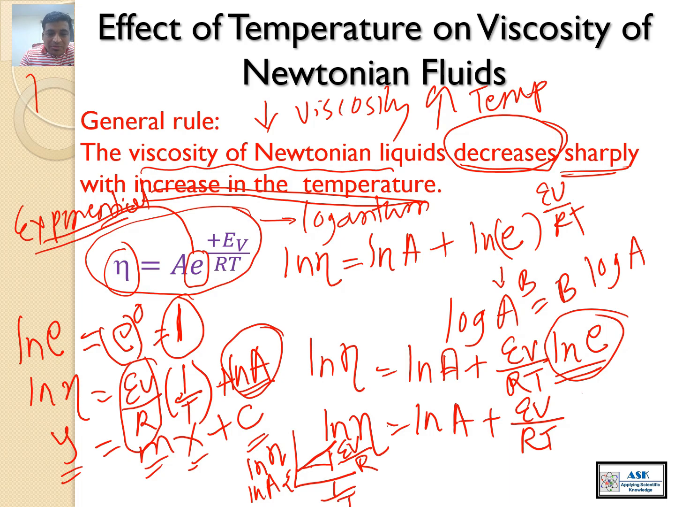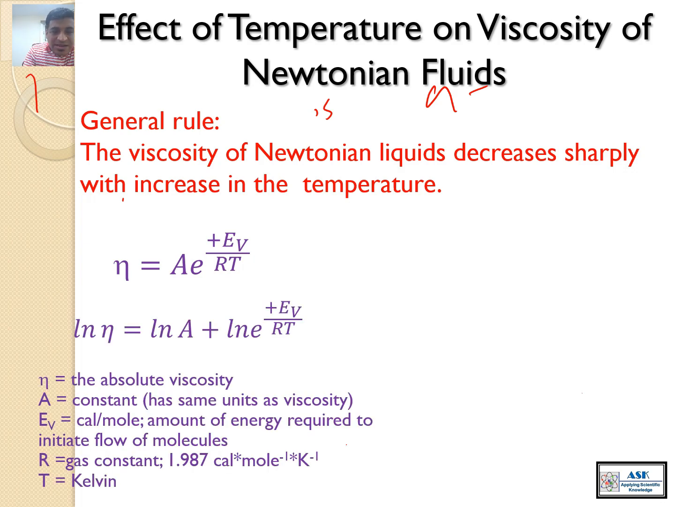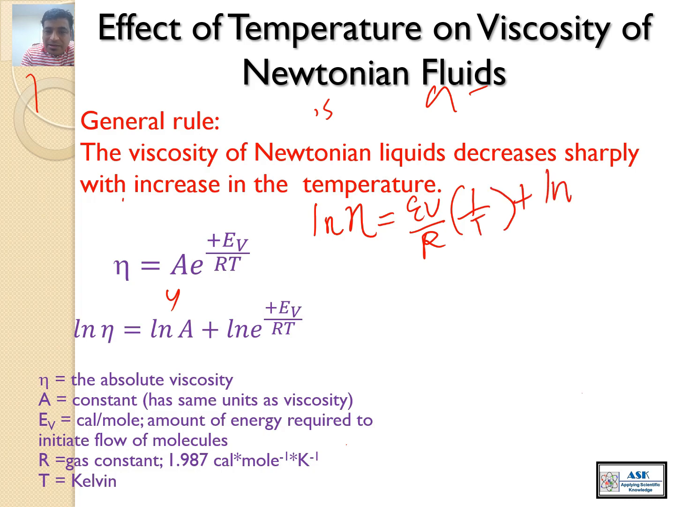Let me rub that out because I got a really nice animation on that one. As you can see here, this is the linear function now. ln eta is equal to ln A, which is the y-intercept, plus Ev divided by RT. If you remember, previously I was writing something like this and I explained that one: Ev divided by R times 1 by T plus ln A.